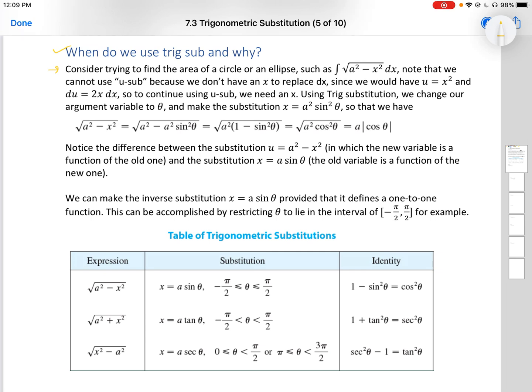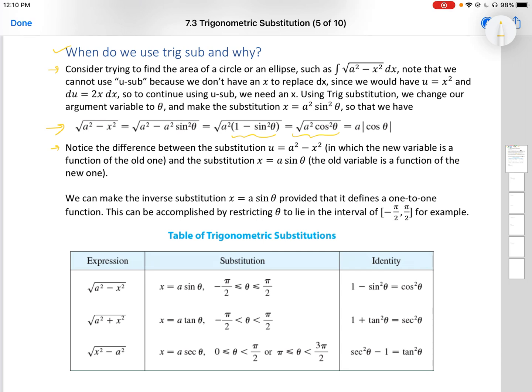Using trig substitution, we change our argument variable to theta and make the substitution x equals a sine theta. And we can then simplify as the following reads. The square root of a squared minus x squared turns into the square root of a squared minus a squared times sine squared theta. We can factor out a squared to have the square root of a squared times 1 minus sine squared theta. And then we can apply the square root so that we're left with only a cosine theta.